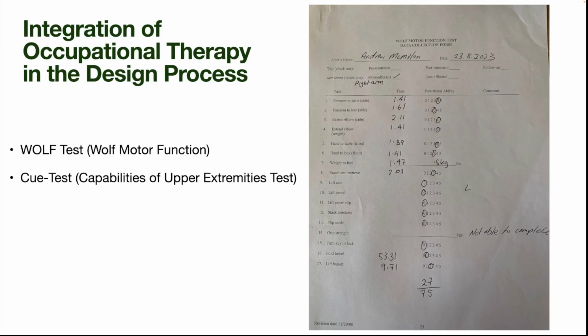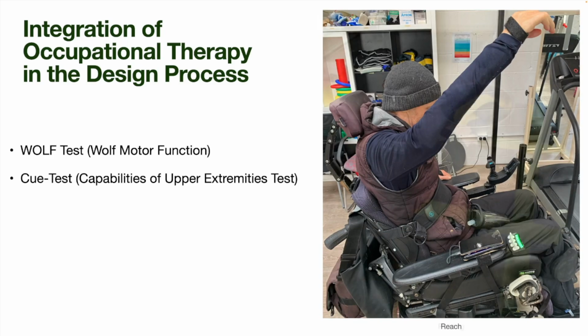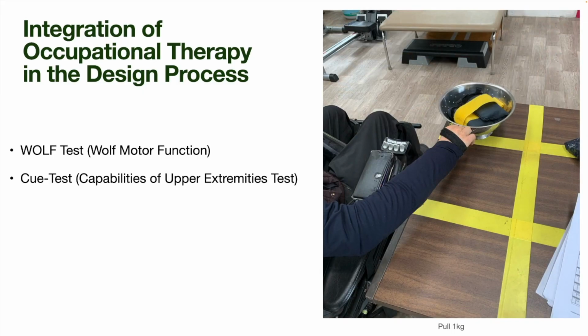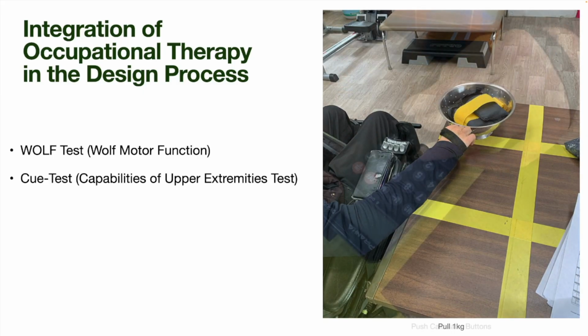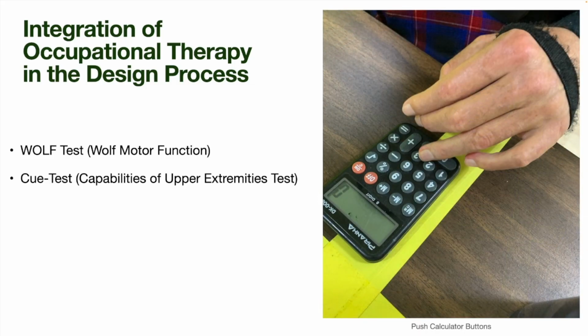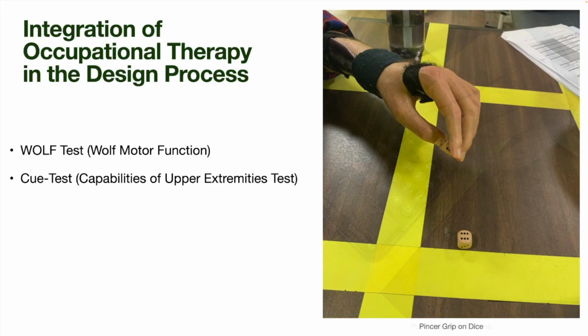It was decided that I should work with an occupational therapist and create new assessment data and see if we could focus more on the analysis we were looking for in regards to the design process. The occupational therapist suggested using the Q test shown here. Shows me reaching, pulling and pushing a weighted object, typing out a prescribed number set on a calculator, and picking up dice using my pincer grip.